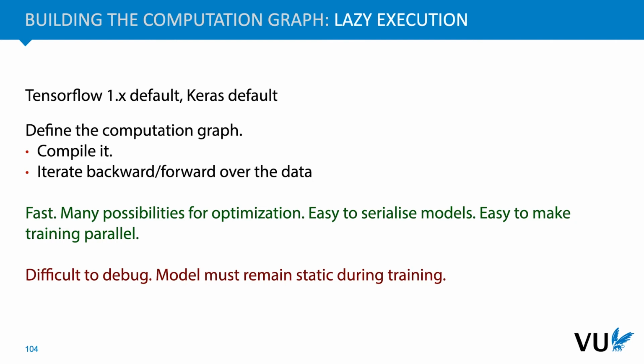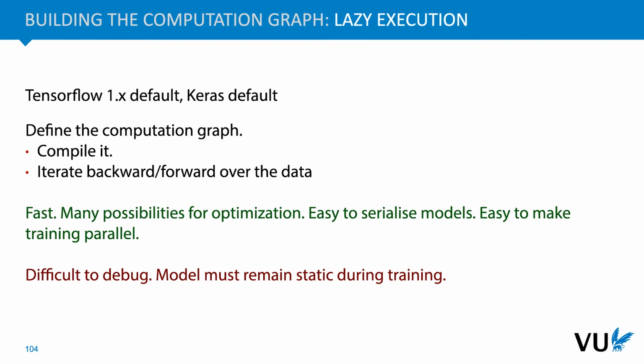We build our computation graph first, and we decide what the values on the tensor nodes will be later. This has a number of benefits, primarily that we can explicitly compile our computation graph. We can tell the system, now our computation is finished, now we want you to turn it into a computation graph. And that allows the system to optimize the computation graph to make the computation faster. It's also a little easier to serialize models and a little easier to make training parallel.